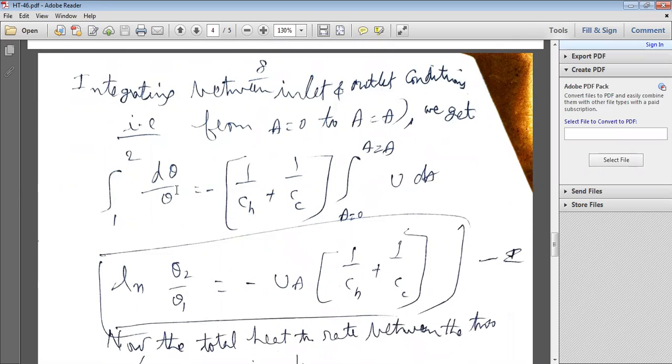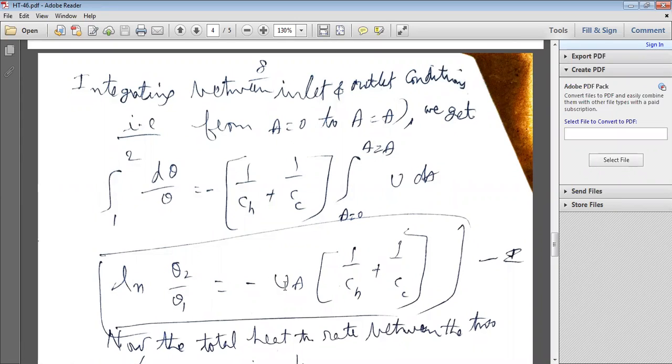Okay? So what is the integration of 1 by theta d theta? Log theta, that's why natural log ln theta. If you substitute the limits, then ln theta 2 minus ln theta 1. That you can write ln theta 2 by theta 1 is equal to minus 1 by CH plus 1 by CC integral of U dA.